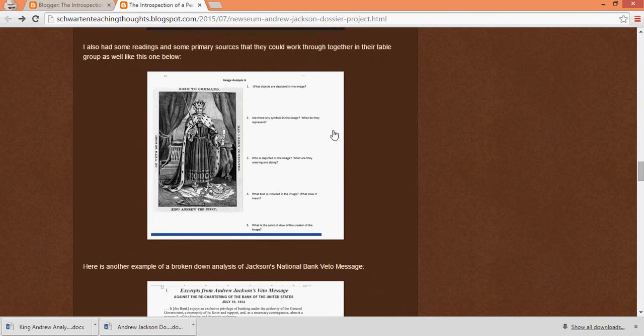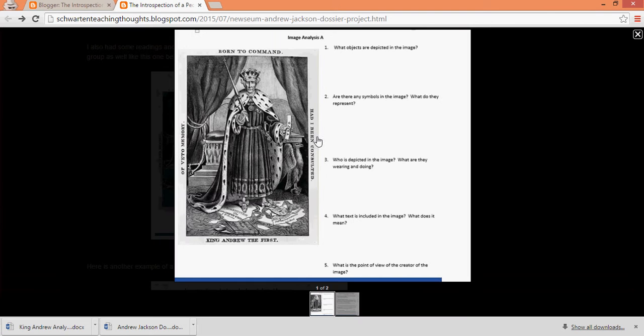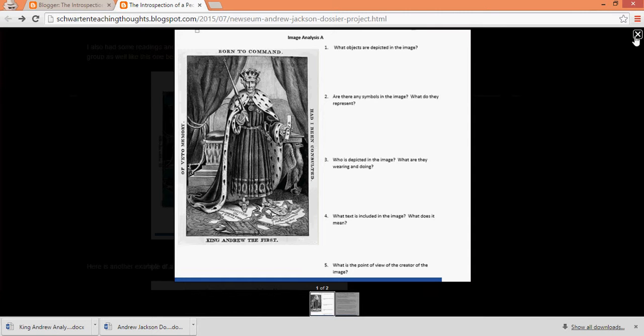Here's another example of a sheet that we did. This is Andrew Jackson, the famous image of King Andrew. We did a primary source analysis like we did at the museum last year. So these are some questions that I ask along the way that help them figure out what the image means and that sort of thing.